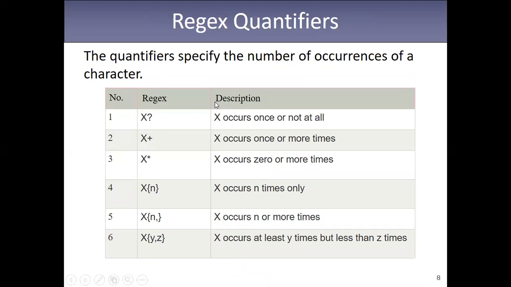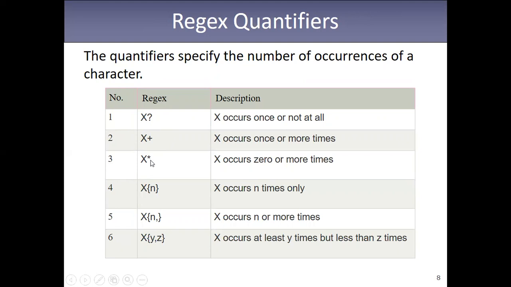Now let's see about the regular expression quantifiers. The quantifiers specify the number of occurrences of a character. Here, the first quantifier is question mark. Here it represents X occurs once or not at all. Question mark means the particular character occurs once or not at all. Then the next quantifier is plus. It represents once or more times. X occurs one or more times. Then the next one is asterisk.